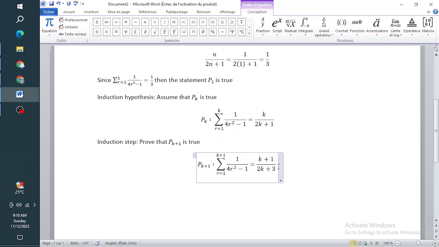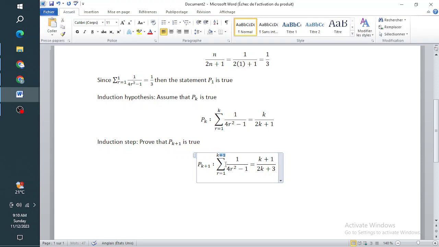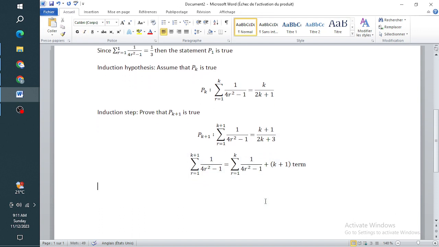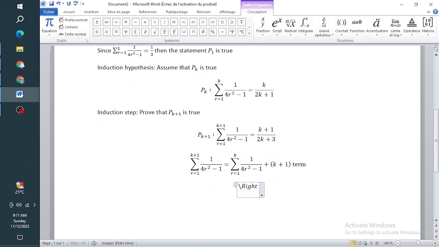In proving something like this, we always begin with the left hand side. So this sum is basically equal to summing from 1 to the k term plus the k plus 1 term. Now the first part is already true from the induction hypothesis, so I just need to copy it since the statement is true.